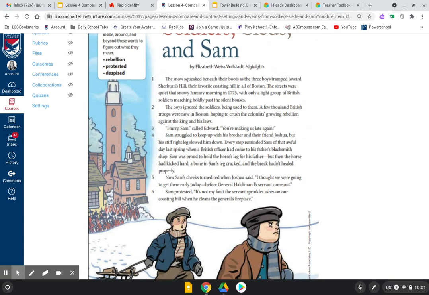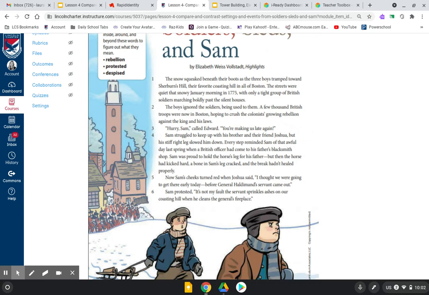The snow squeaked beneath their boots as the three boys tramped toward Sherburne's Hill, their favorite coasting hill in all of Boston. The streets were quiet that snowy January morning in 1775, with only a tight group of British soldiers marching boldly past the silent houses. The boys ignored the soldiers, being used to them. A few thousand British troops were now in Boston, hoping to crush the colonists' growing rebellion against the king and his laws. "Hurry, Sam," called Edward.